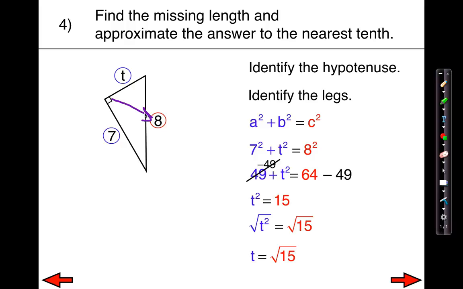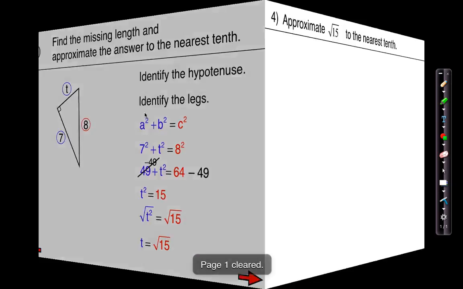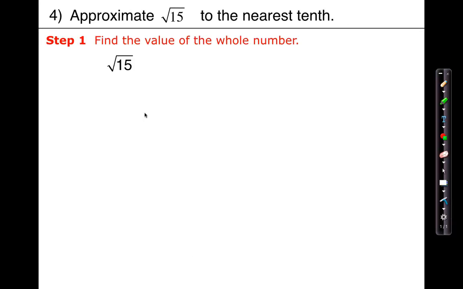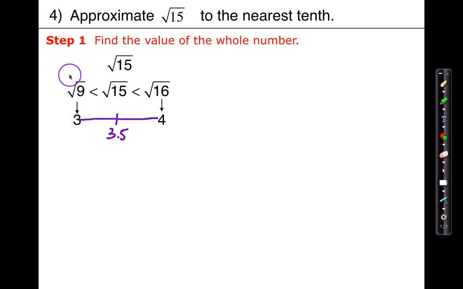That's not a perfect square, so we're going to have to estimate. Square root of 15 is going to be between square root of 9 and square root of 16. So that's going to be between 3 and 4. I'm going to go ahead and mark the halfway point, which is 3.5. Let's see, 9 and 15 is 6 apart. 15 and 16 is 1 apart.